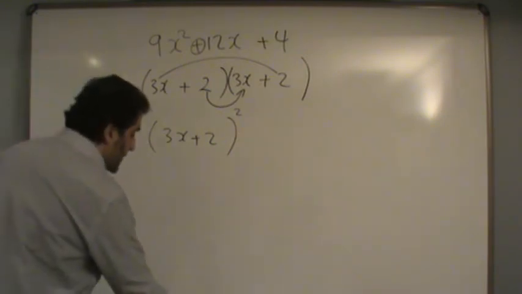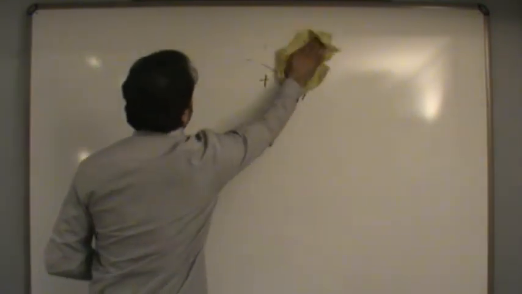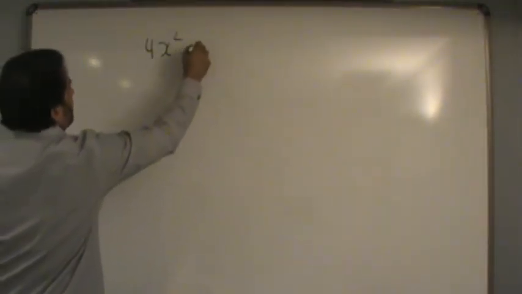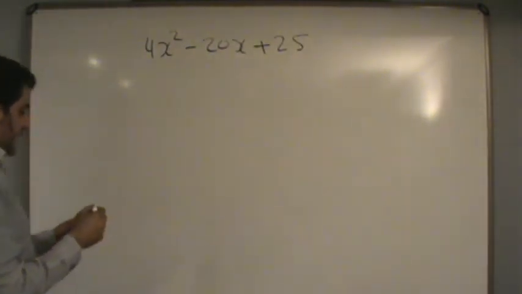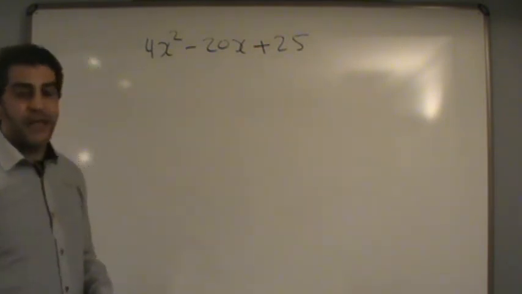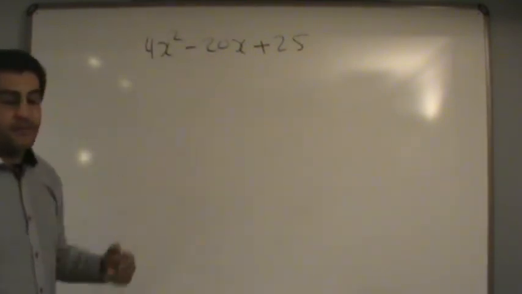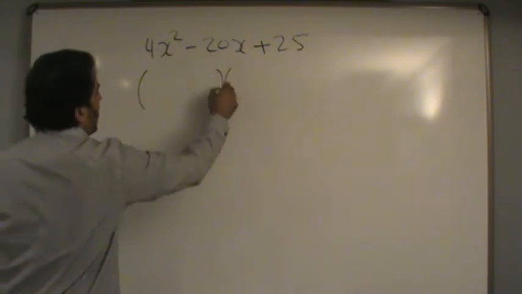And let's do another example of perfect square factoring. 4x squared minus 20x plus 25. Now, this is another example of perfect square factoring. Why? The first term and last term are in a position for you to take the square root of them. So they're square rootable. They're perfect square numbers. And so what we do, we open two brackets right away.